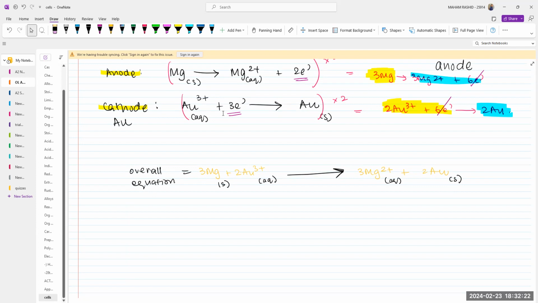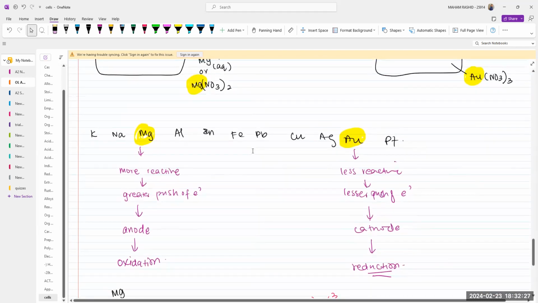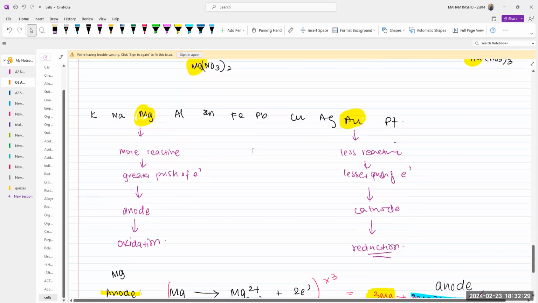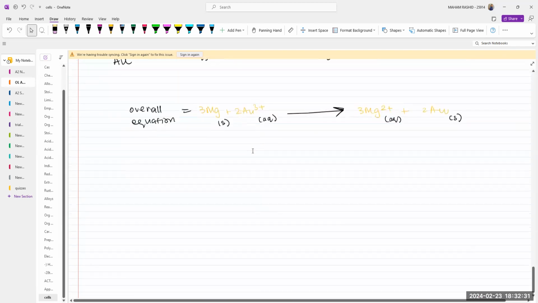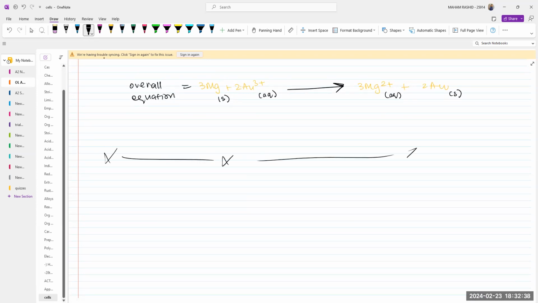Magnesium, zinc, iron, copper. Okay, we are done with electrolysis. We are left with half an hour though, and I think we can start with group 1, because it's a shorter topic and we'll get done with it within this class.